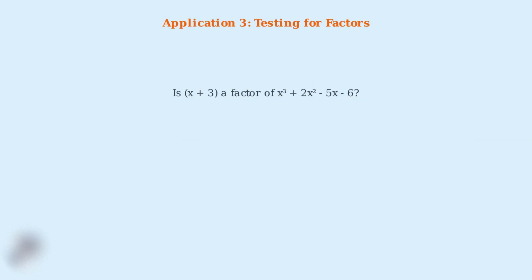The third application builds on factoring. We can test whether one polynomial is a factor of another. This is crucial in algebra when we need to determine divisibility relationships between polynomials. We perform the division. If the remainder equals 0, then yes, it's a factor. If the remainder is non-zero, then it's not a factor. This gives us a definitive mathematical test.